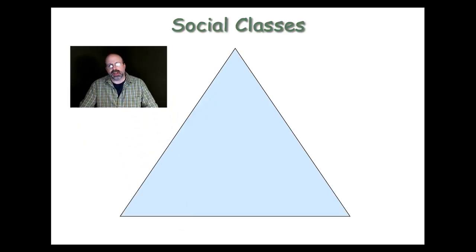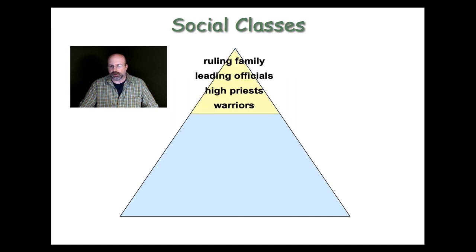Okay, let's take a look at our last characteristic, and that's social classes. So if I take a look at this, we know at the top we would have had a ruling family, the kings, the leading officials who ran the government, the well-organized central government. Below them, the high priests who would have been responsible for religion and most likely reading, and then the warriors who defended all of these folks.